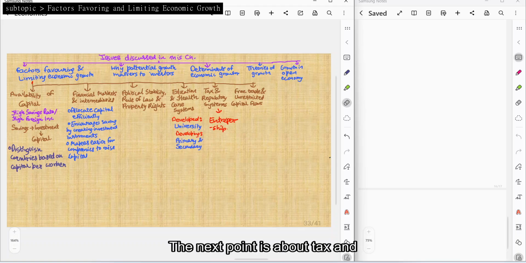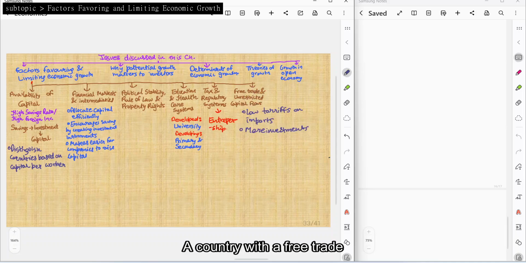The next point is about tax and regulatory systems. Lesser tax and fewer regulations tend to promote entrepreneurship and entry of new companies in the industry. Next point is about free trade and unrestricted capital flows. A country with free trade and unrestricted capital flows tends to attract more investments, hence higher economic growth.